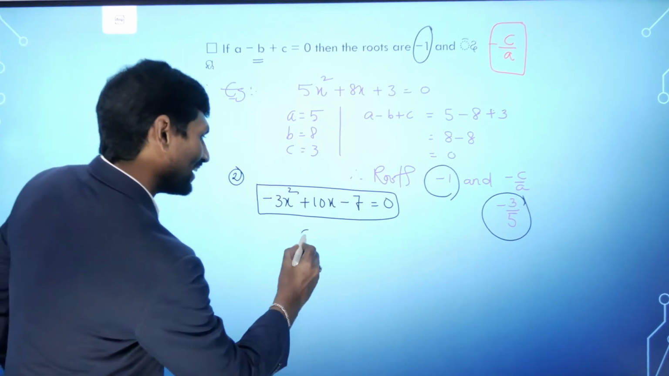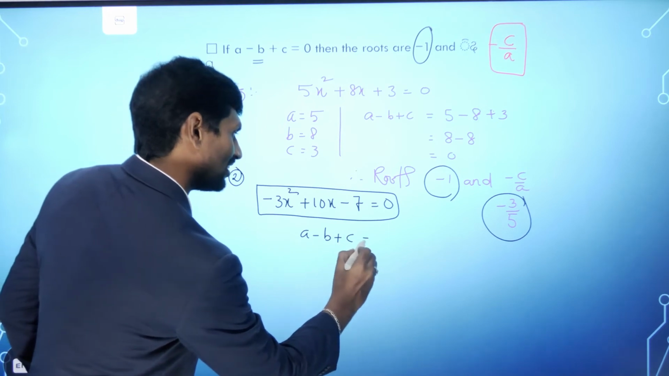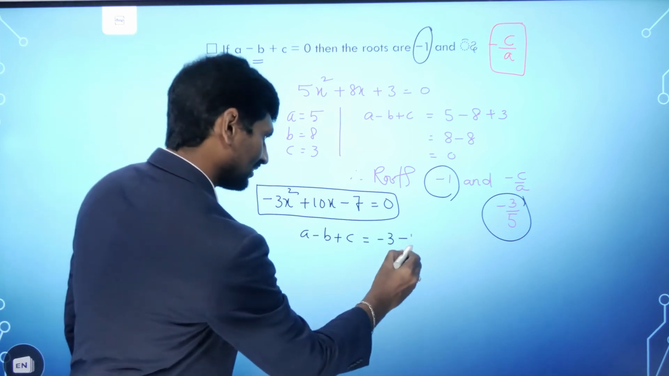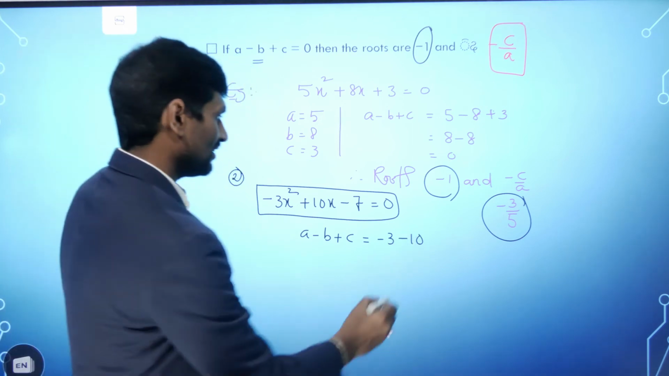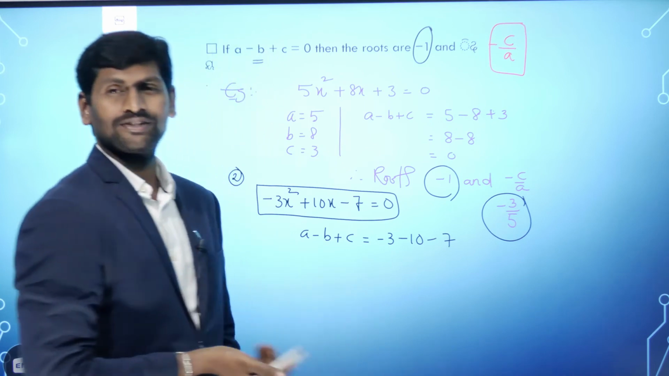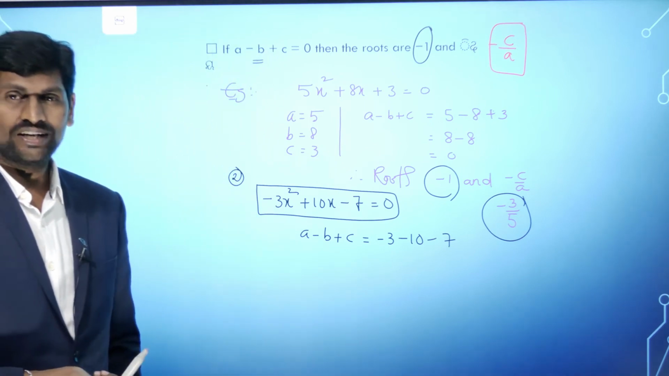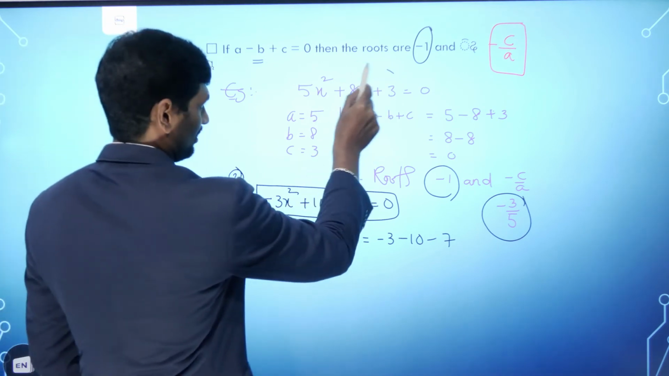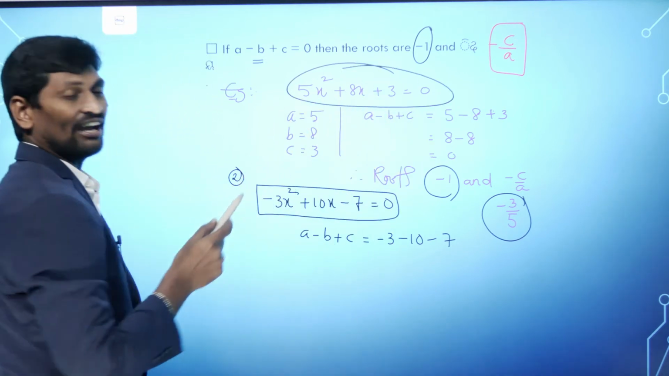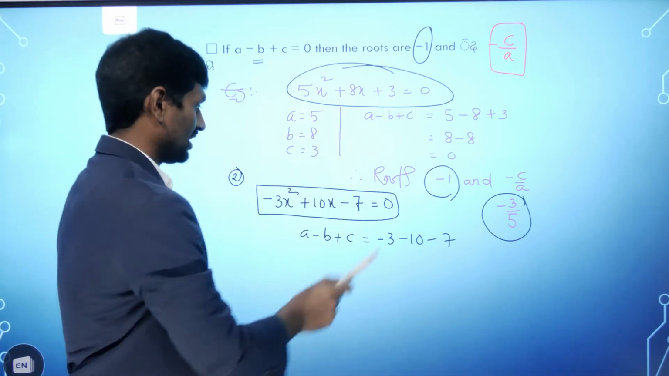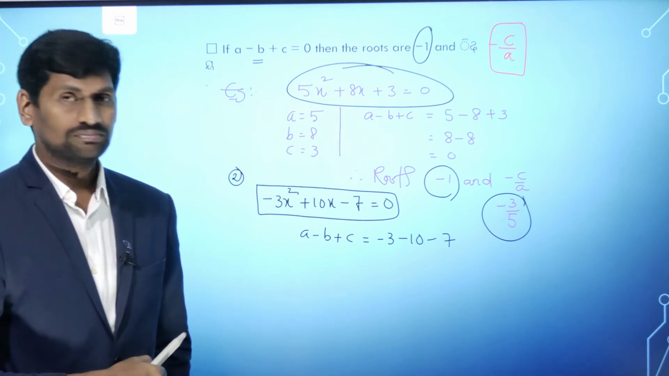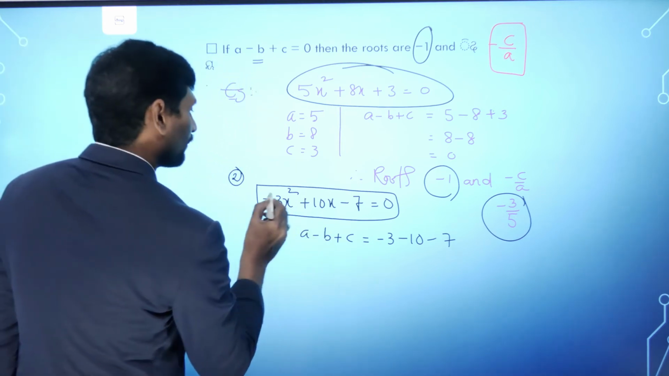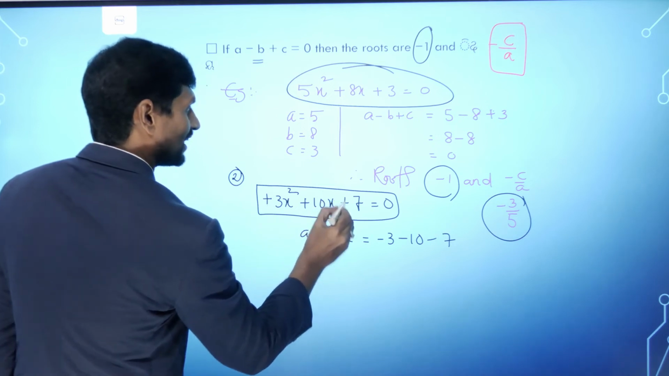Check. A minus b plus c. A value is minus 3. Minus b value is 10. And c value is minus 7. All are negative values only. So is it satisfied? No. Observe here. The equation has all the same symbols. I am changing the symbol here. Now I am changing to 3x square plus 10x plus 7.